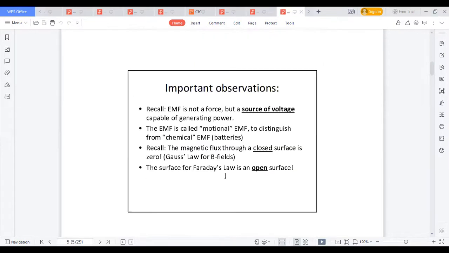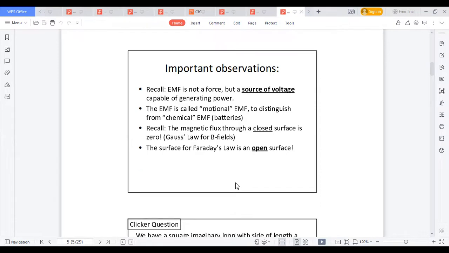Recall, EMF is not a force, but a source of voltage capable of generating power. The EMF is called motional EMF to distinguish it from the chemical EMF of batteries. Recall, the magnetic flux through a closed surface is zero. That means Gauss's law for magnetic field: you must know the magnetic flux through a closed surface is zero. The surface for Faraday's law is an open surface.